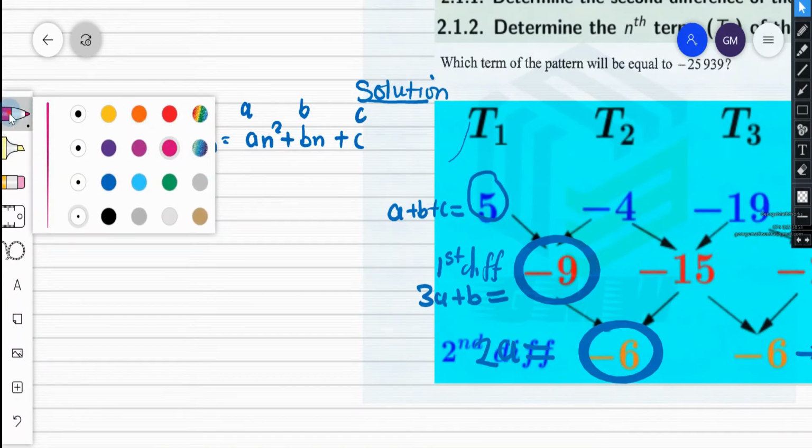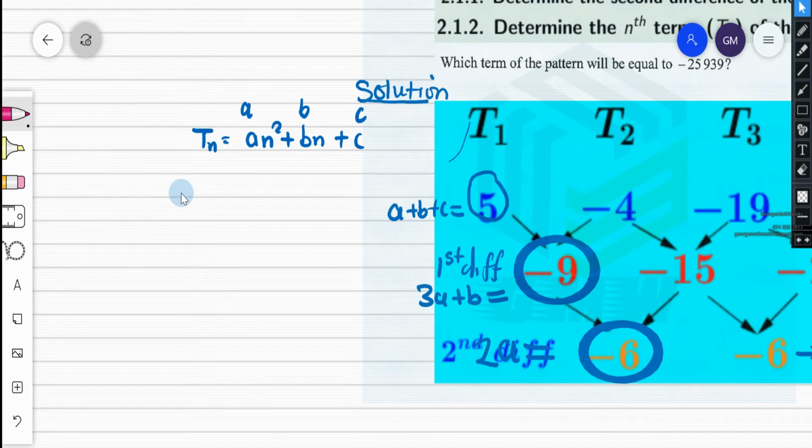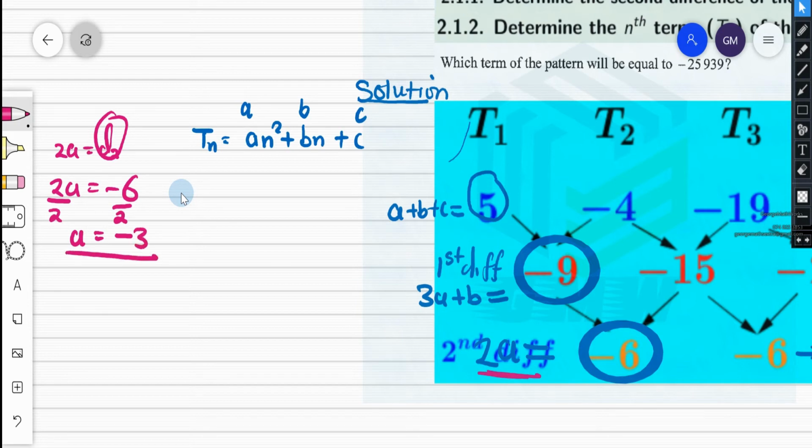So where do we go from here? I can now start from this bottom one here. We said that it gives me 2a is equals to negative 6, coming from 2a is equals to d2, since my d2 is equals to 6. Now I can solve this algebra by dividing both sides by 2. So my a will be equals to negative 3. I have already found the a. This part is done. Then I need to find b.